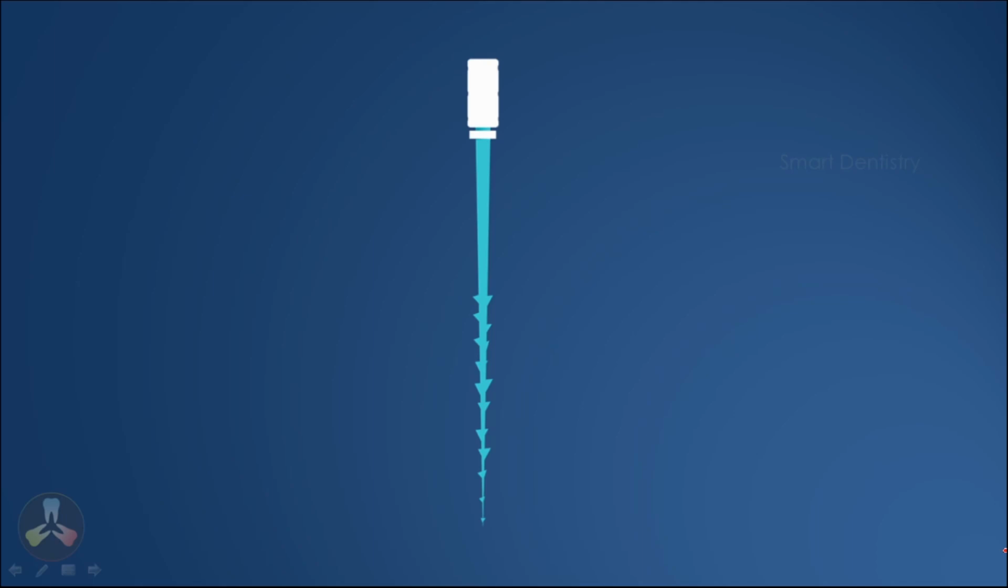A small twist can be given and it can be pulled. If you do this, the pulp tissue will get entangled in the barbs, and the entire pulp tissue can be removed in a single stroke. It's a very easy and effective technique. But the problem is, if we use it improperly, this barbed broach may get fractured and may be retained inside.